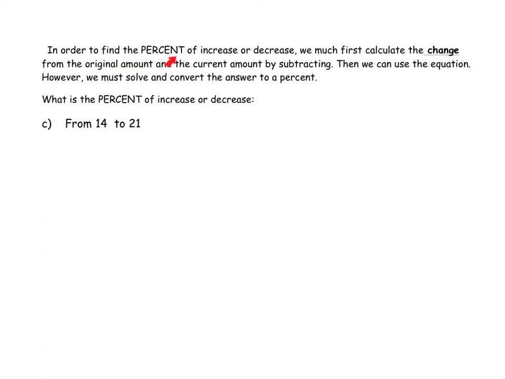So in order to find the percent of increase or decrease, we must first calculate the change from the original amount and the current amount by subtracting. Then we can use the equation, or we can use a proportion. However, we must solve and convert the answer to a percent. So when we get finished, we'll have a decimal answer on our hands, and we must convert it to a percent. And we do that by multiplying by 100, or we can scoop the decimal 2 places to the right.